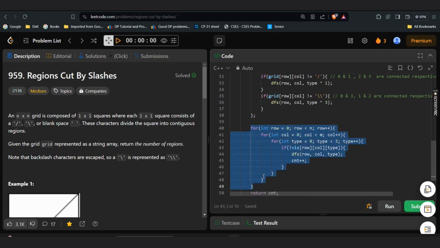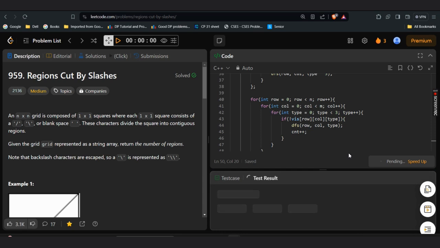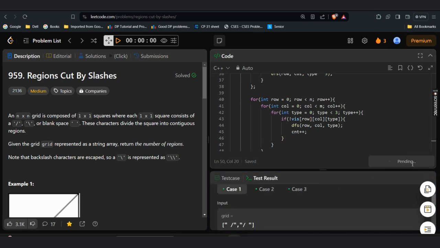This is just the calculation of connected components. I have iterated over each row, column, and type. If a particular node is not visited, I call the DFS function, increment the count of connected components, and just return the count. Let's run this code. It is working for these sample cases. Let's now submit this code.